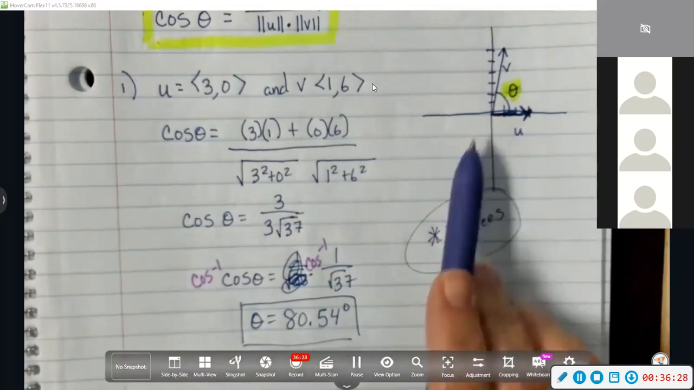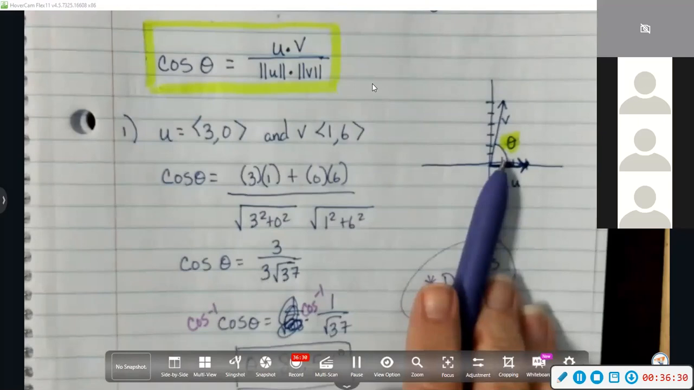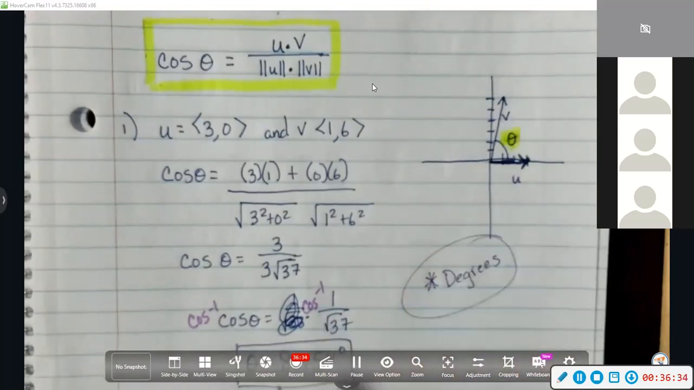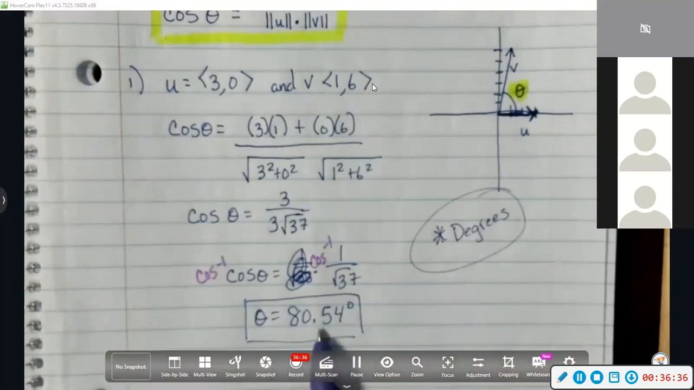Now, does that answer match with our picture? Didn't we say it should be a little bit less than 90 degrees? I would say 80.54 degrees is a little bit less than 90 degrees. Right?